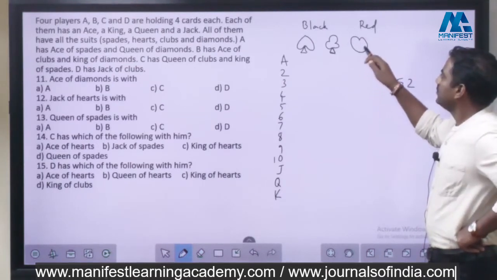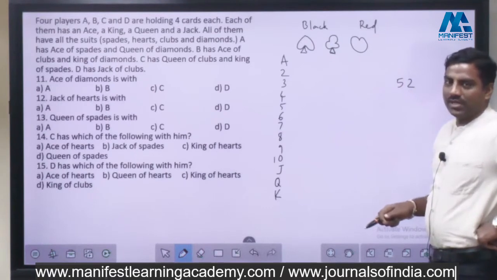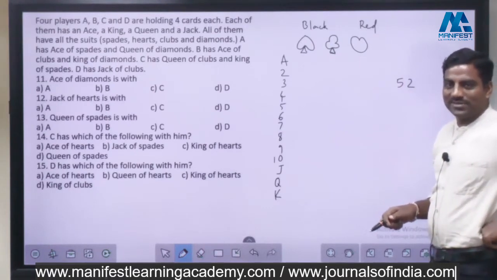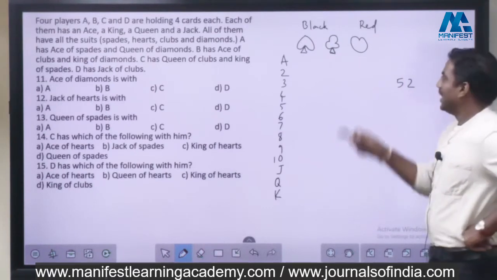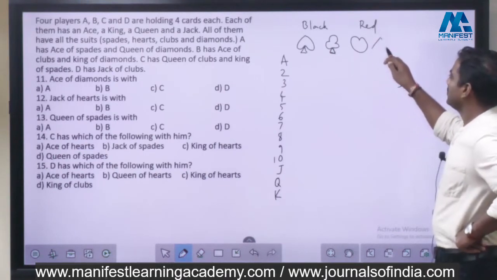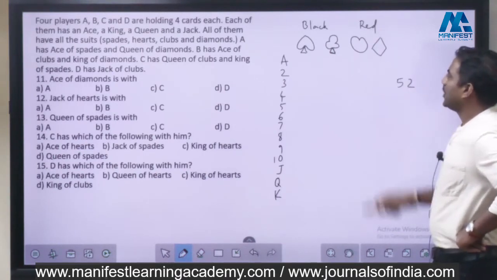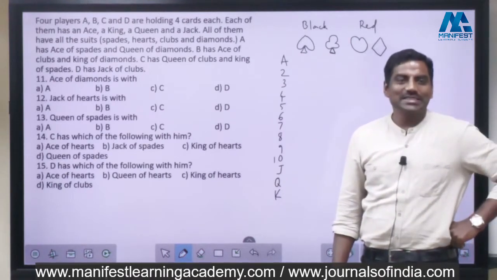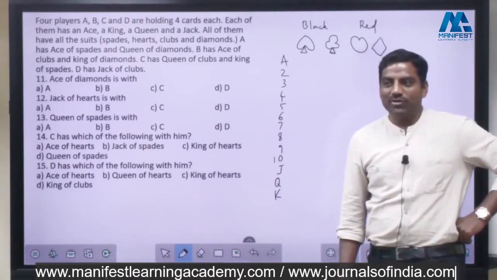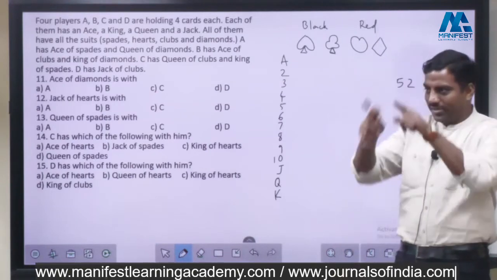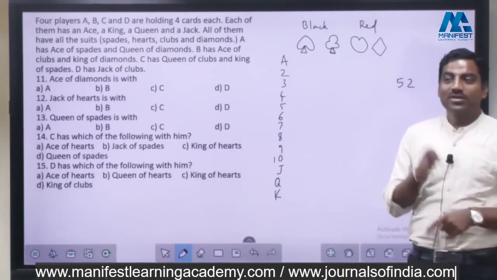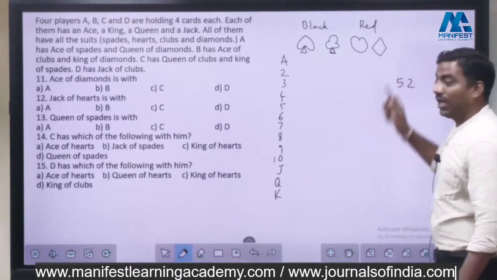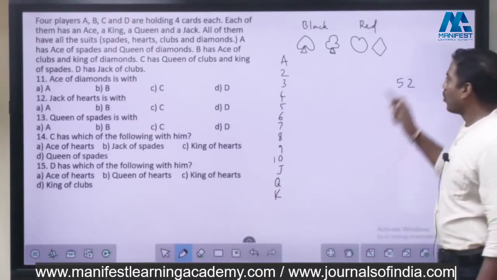Red heart, or badam, or dil. Next is, we call it Shankarpale. It is diamond. Vajrayudha, can you imagine? So that will be in this shape. So diamond. So these are 4 suits.